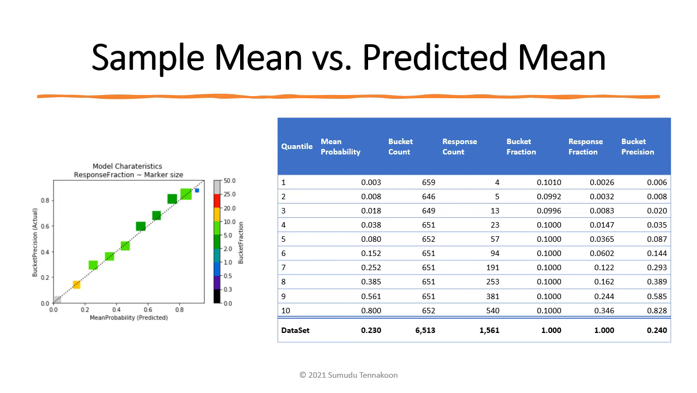So they should go parallel, meaning they should have a positive correlation. The correlation coefficient should be close to 1. They should follow a line in an ideal situation, but sometimes it will fall off the line, but you should be able to track it. So if the mean probability versus the bucket precision follows a line, as you see in the left side plot, your model is performing well.